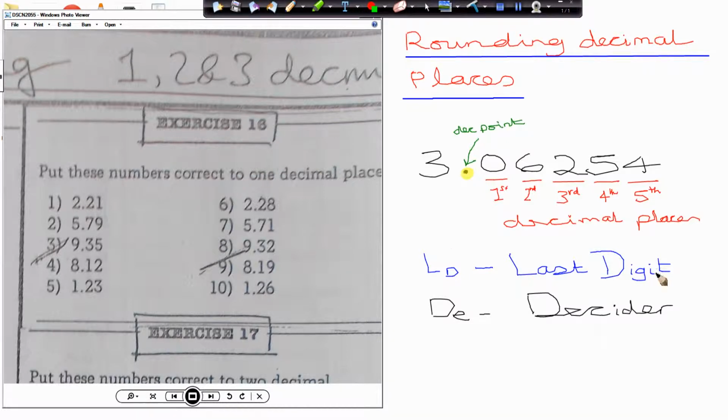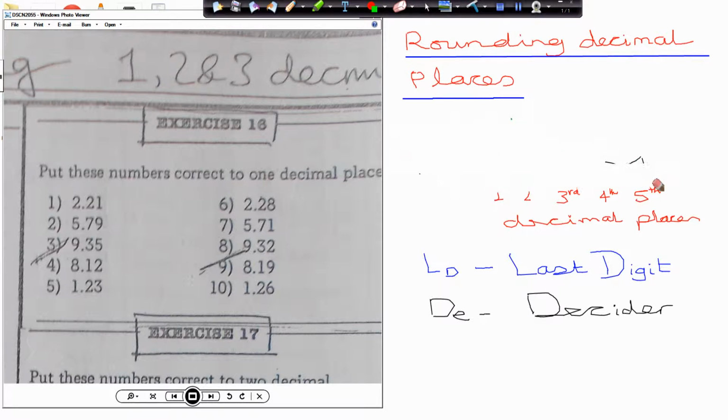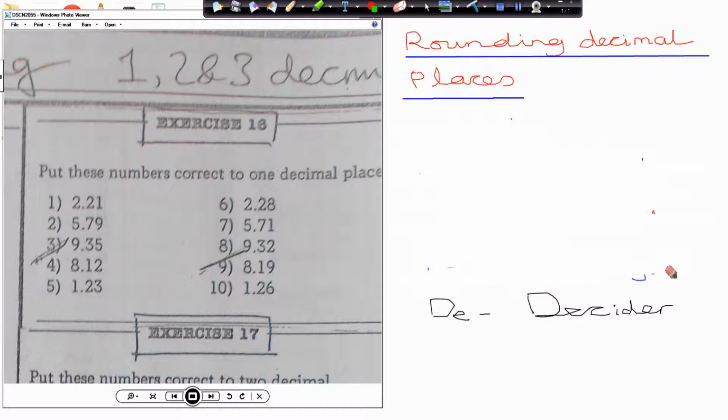Are we happy with this basic idea? Now let's look at these examples over here and start to do those questions. So I'm going to need to get rid of this. I'm going to rub some of this stuff out because I need some space. You don't need to rub yours out. You just start on a clean place, and we're going to pick some examples from the exercise, and we're going to do them together, nice and big.